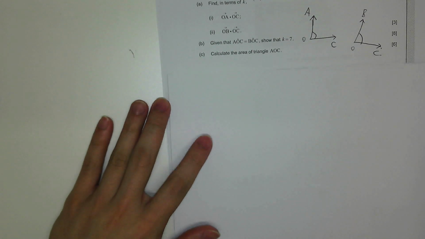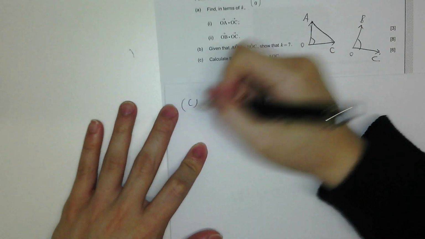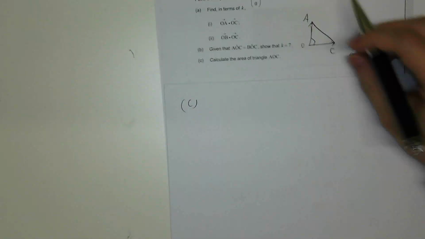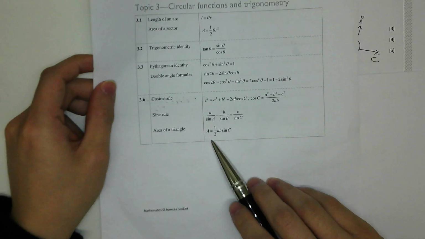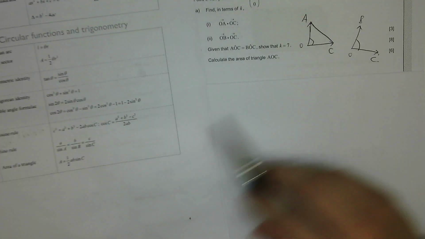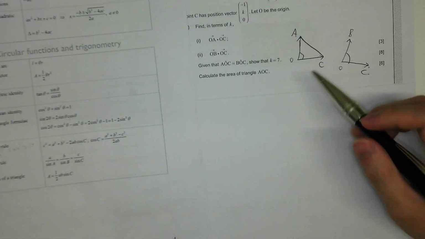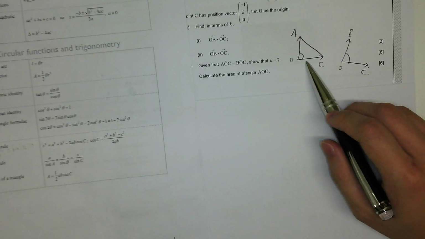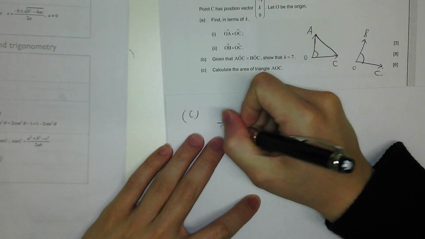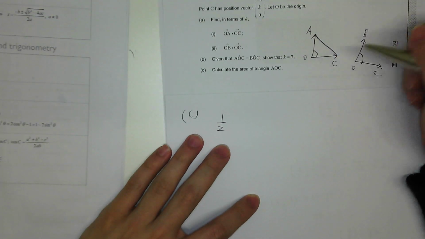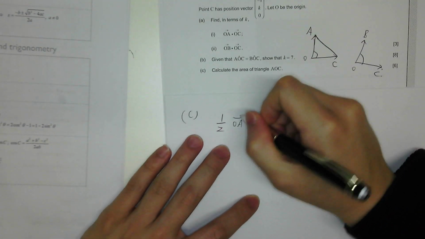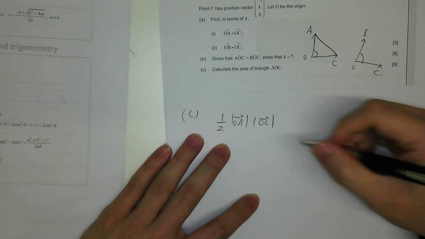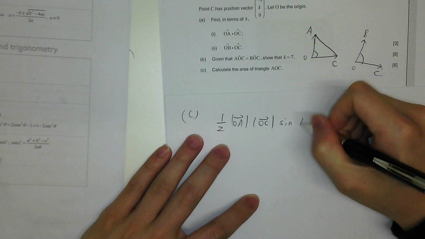Okay, the last question. Calculate the triangle area of AOC. So for the triangle area we can use the formula half AB sine C. A and B are the two sides, and C is the included angle between A and B. So we can write the area formula: half AB is OA magnitude times OC magnitude, and then sine AOC.